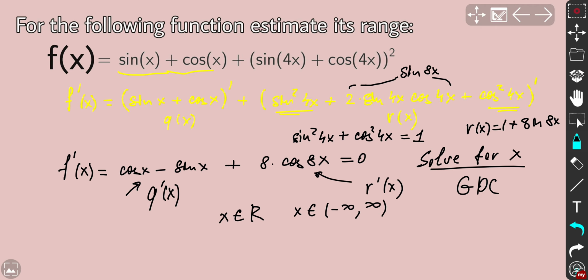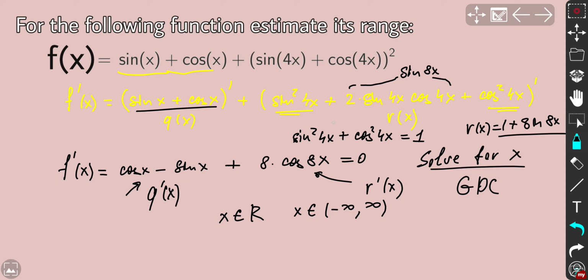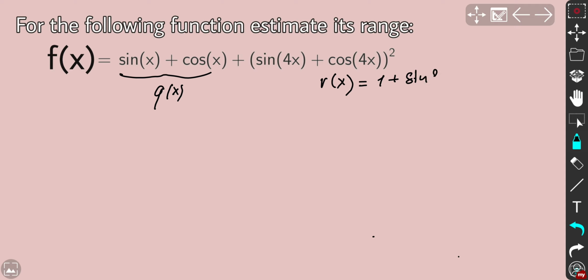Let's move to estimation. We have the q of x function, which is sine x plus cos x, and we have the r of x function, which is simply 1 plus sine 8x. Let's just rewrite. So q of x first, and that's going to be q of x, and that's going to be r of x. This is the original r of x, but we rewrite it as 1 plus sine 8x because that's shortened. Definitely the shorthand will help us in investigating the limits.